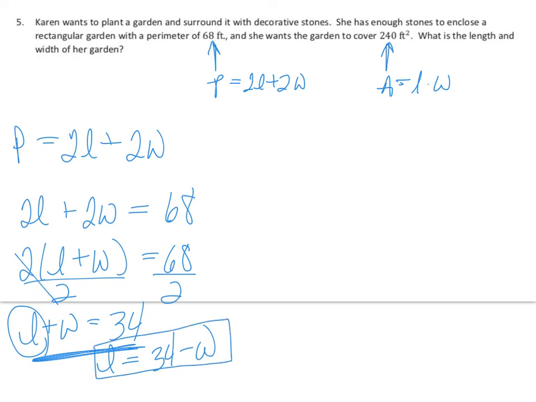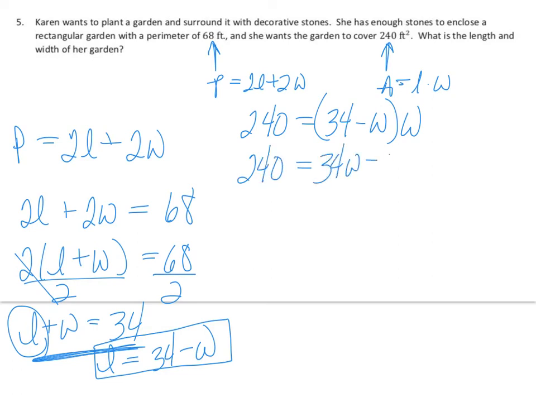I'm going to use that. So I've got area is 240, and that is length, which is 34 minus W, times width. Haha, one variable. I can do it. Go ahead and solve this. 34W minus W squared. I'm going to move this over to the other side by adding W squared to both sides. Subtract 34W from both sides, and 240 is already over there. I'm going to factor this.